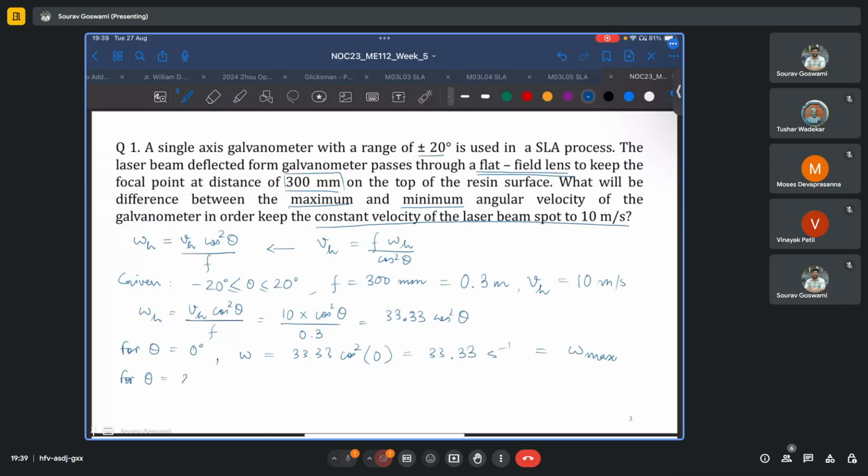For theta equals 20 degrees, omega shall equal again 33.33 cos square of 20 degrees. This comes out to be 33.33 into 0.8830, which is 29.43 radians per second, which is in fact the minimum angular velocity that can be achieved for this case. As it varies with the cos square of theta, it does not matter whether we use plus 20 degrees or minus 20 degrees. Both calculations using either angle will give me the same value of the velocity.